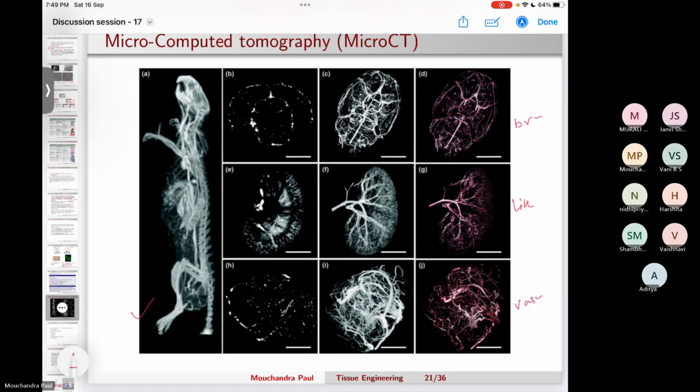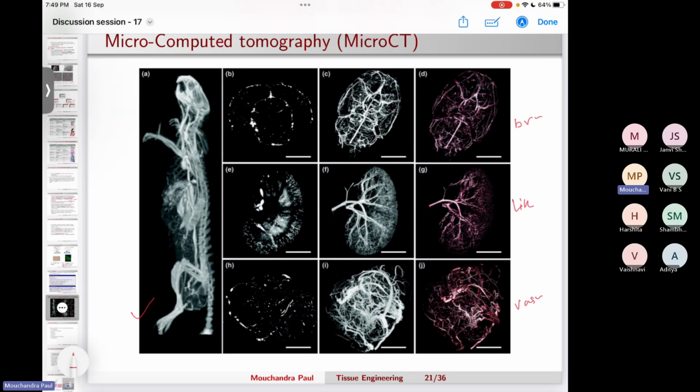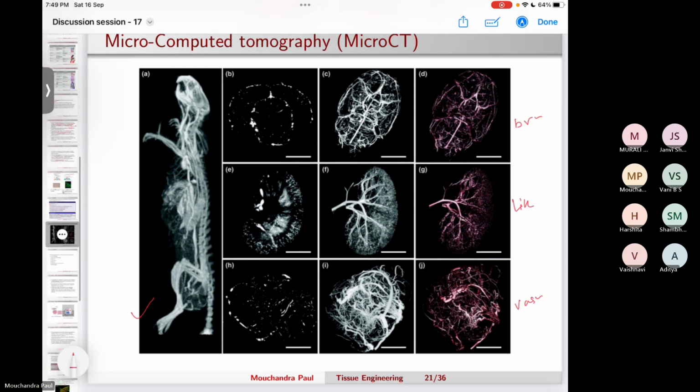Okay, so you can use these powerful techniques in vitro as well as in vivo in order to understand how the cell or tissue properties are changing, like the morphology, function, etc. So any queries so far?